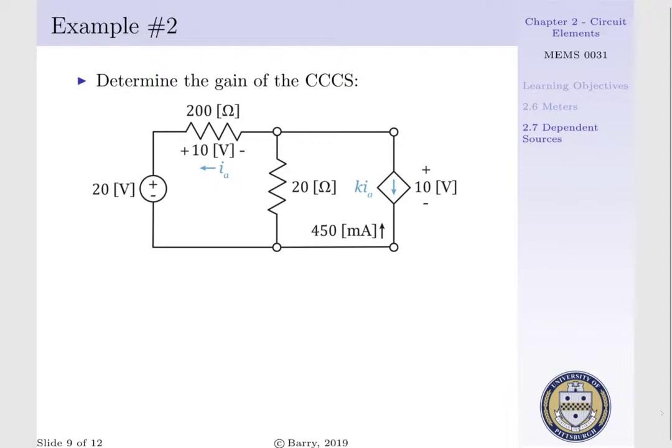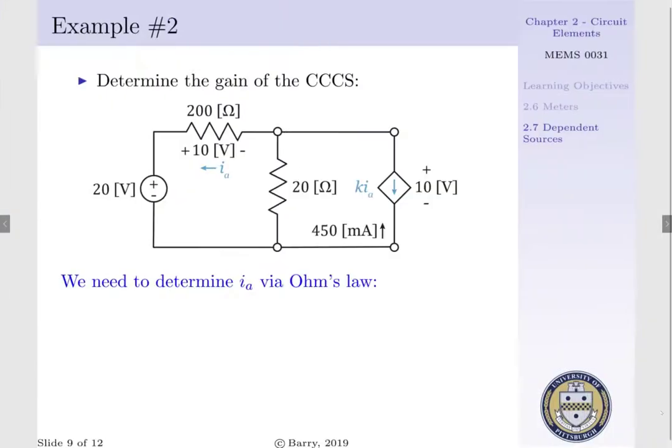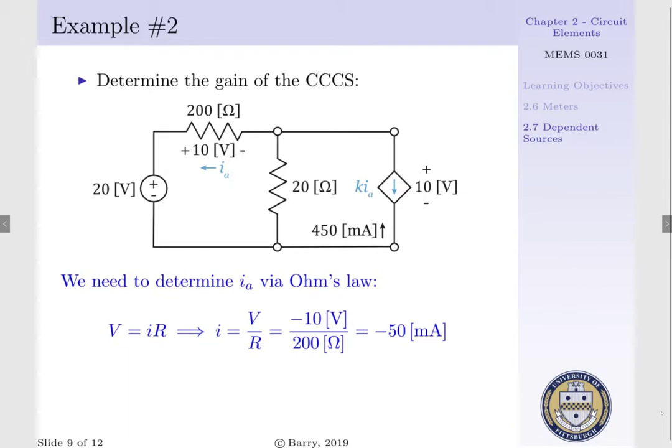To determine the gain, we first have to determine IA. And to do such, we have to apply Ohm's law to our resistor of interest. Now it's noted that the resistor has to adhere to the passive sign convention, such that when we express Ohm's law, V is equal to IR, the I is equal to our voltage potential, or drop across the resistor, per our resistance, where our voltage potential, or drop across the resistor, is minus 10 volts, and our resistance is 200 ohms, such that IA is equal to minus 50 milliamps.